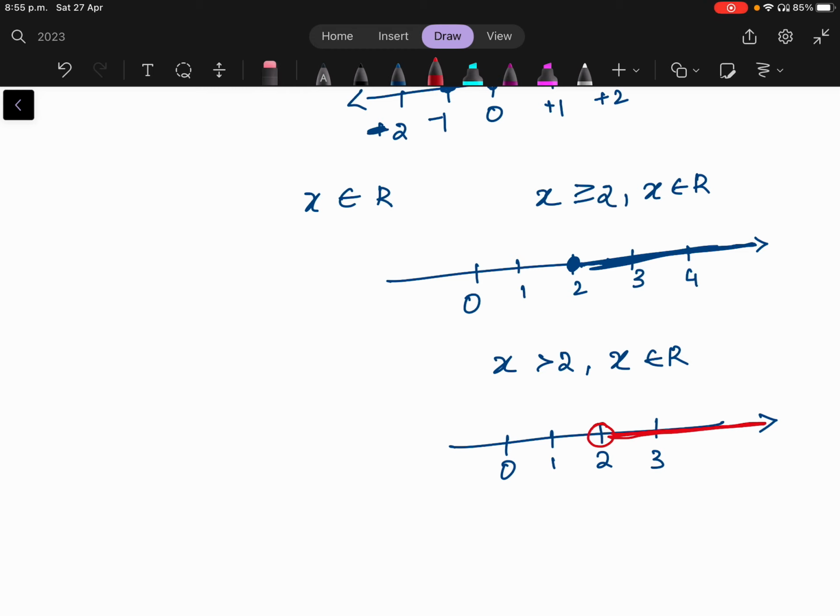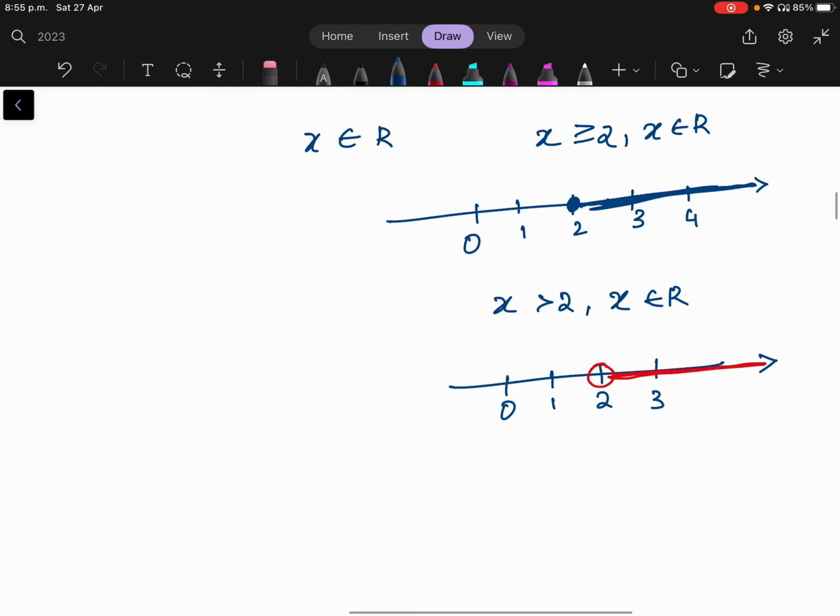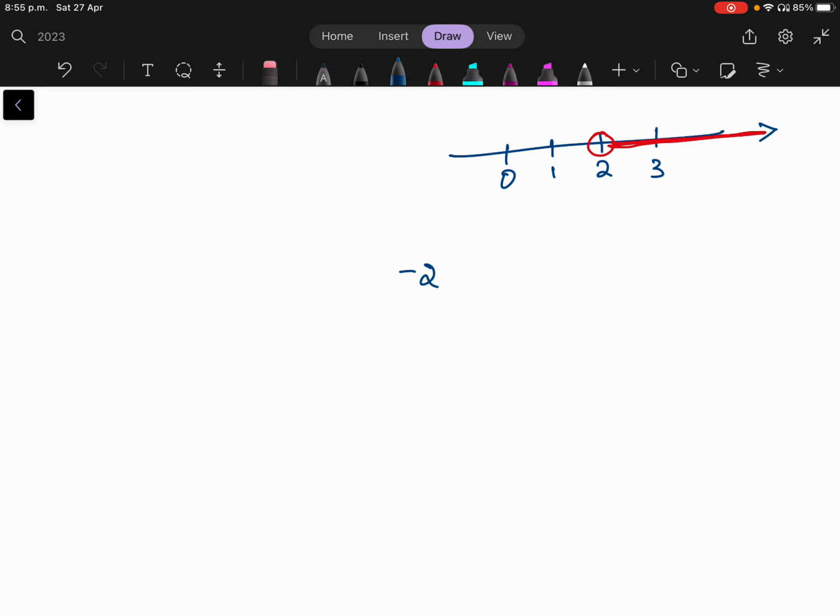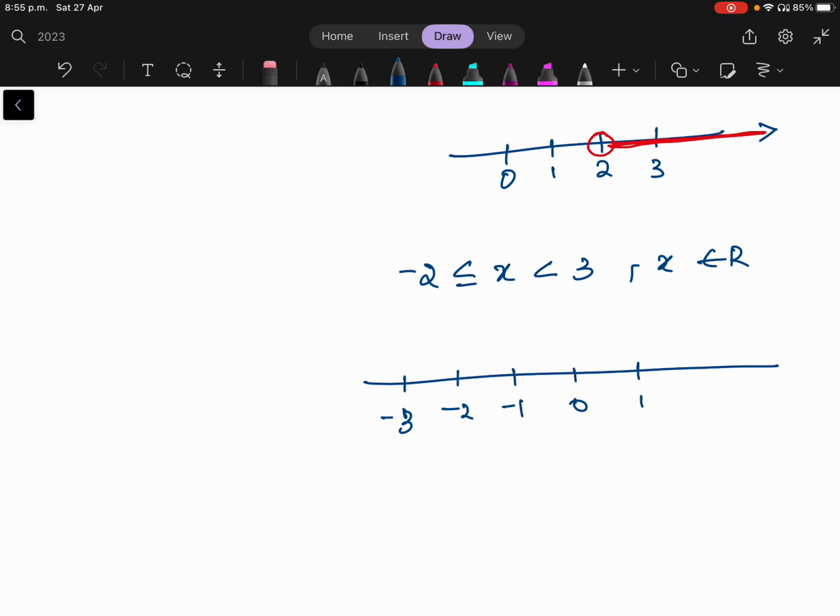Now, there's one more thing. For example, if it is minus 2 less than or equal to x, which is less than 3, and x is an element of R, how will you draw this one? I'll draw a number line with minus 3, minus 2, minus 1, 0, 1, 2, 3, and 4, with two arrows.